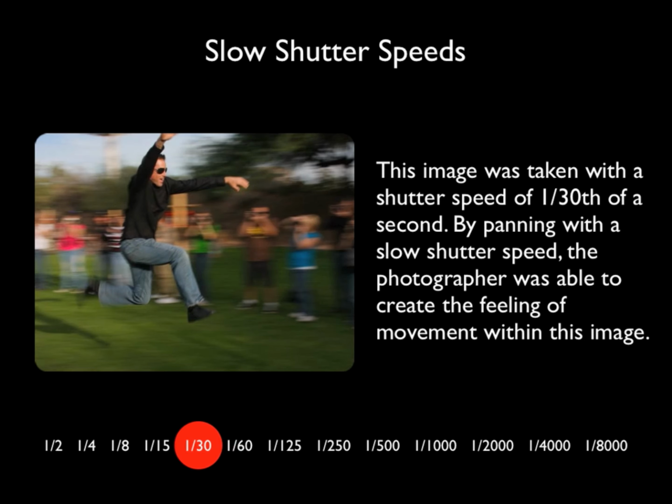This image was taken with a shutter speed of 1/30th of a second. By panning with a slow shutter speed, the photographer was able to create the feeling of movement within this image.